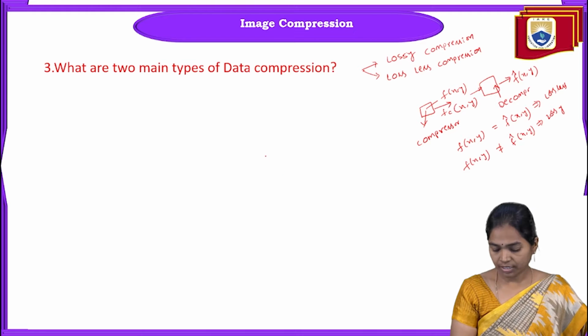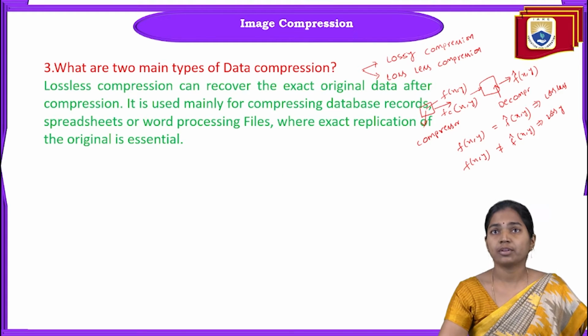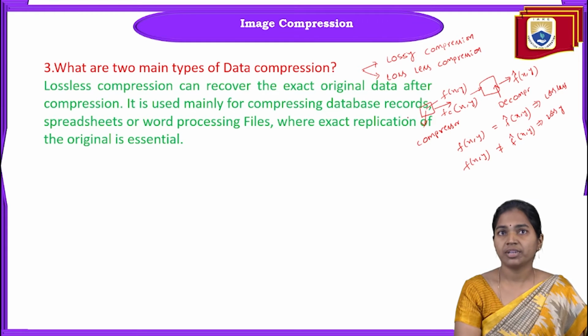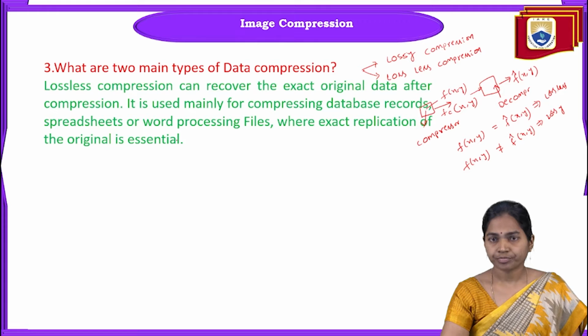So in data compression we have two types. Lossless compression can recover the exact original data after compression. It is used mainly for compressing database records, spreadsheets, or word processing files, where an exact replica of the original is essential.